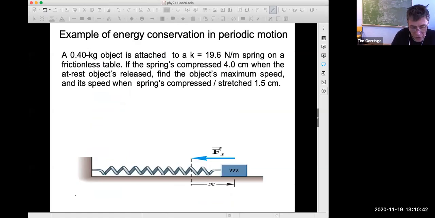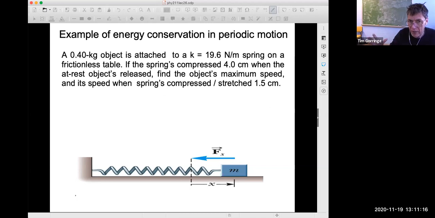Okay, so in this question, it says we have a mass on a spring. We're told the mass is 0.4 kilograms. We're told the spring constant is 19.6 Newton meters. We're told the mass and spring are arranged horizontally on a frictionless table. And we're told that we initially displaced the mass from the equilibrium point, i.e. we compressed the spring from the equilibrium point by 4 centimeters. And then we're going to release it.